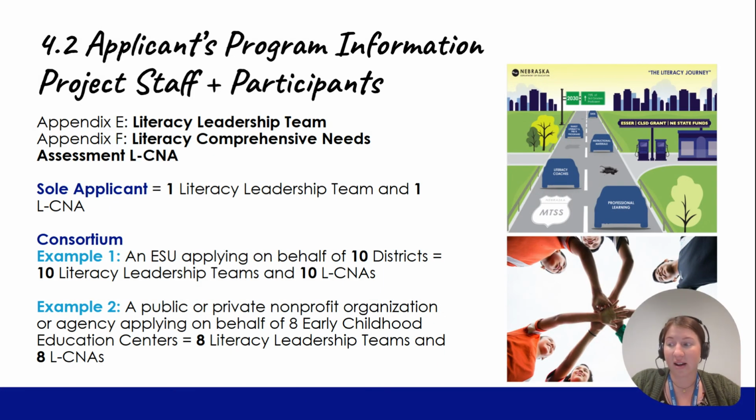In the event of a consortium, the number you enter in the box for that first question is the number of literacy leadership teams and L-CNAs I should see. For an example, if an ESU is applying on behalf of 10 districts, I would expect to see 10 literacy leadership teams and 10 L-CNAs uploaded into GMS. So that literacy team and the L-CNA have a relationship. You'd see one of each of those for each participating district. If you're applying as a consortium and you're still feeling uncertain about this process, again, please contact us. We're happy to help bring clarity to your application.